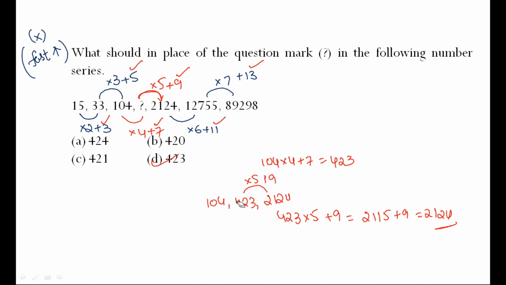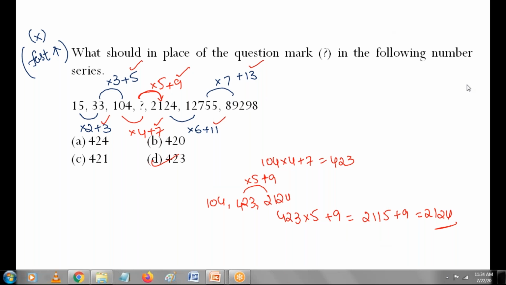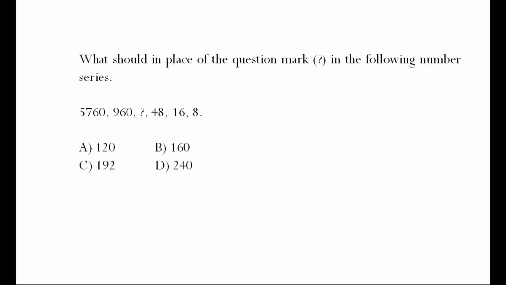Hope you got 2124. Into 5 plus 9. Into 2 plus 3, into 3 plus 5, into 4 plus 7, into 5 plus 9, like that. Is it? Okay, very good, friends. Hope you are clear with that. Fine. Now let me go for the next question. Hope you are understanding, right?